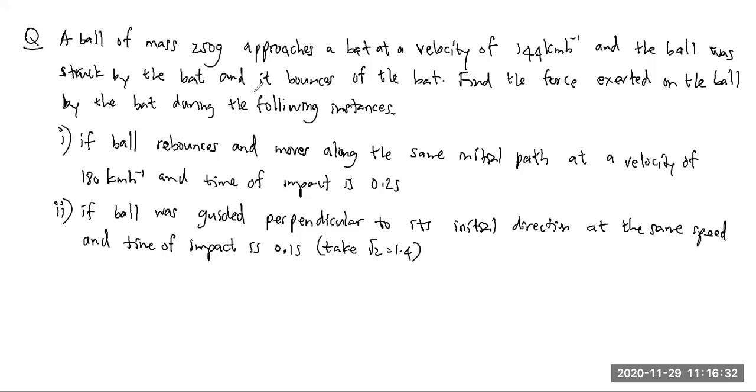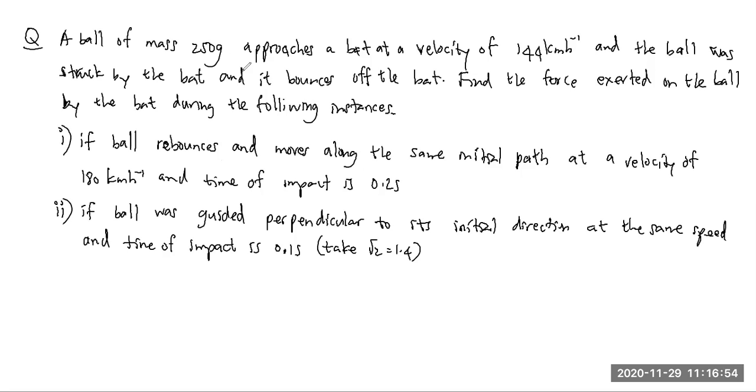Okay, a cricket question. A ball of mass 250 grams approaches a bat at a velocity of 144 kilometers per hour, and the ball was struck by the bat and it bounces off the bat. Find the force exerted on the ball by the bat during the following instances. So we are considering two different scenarios.